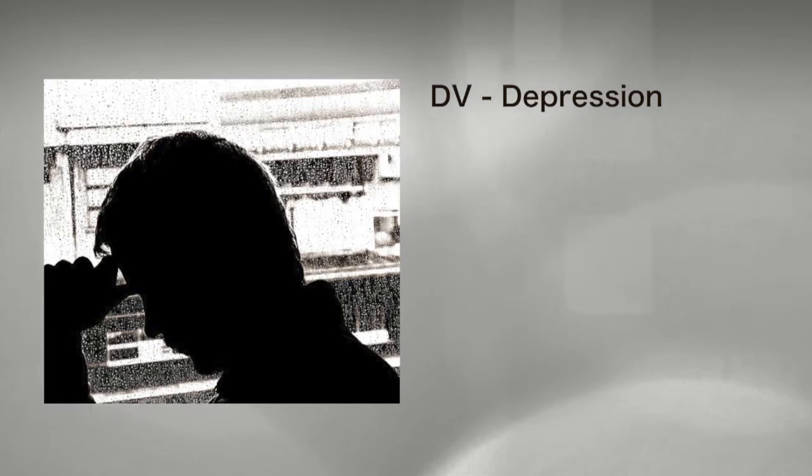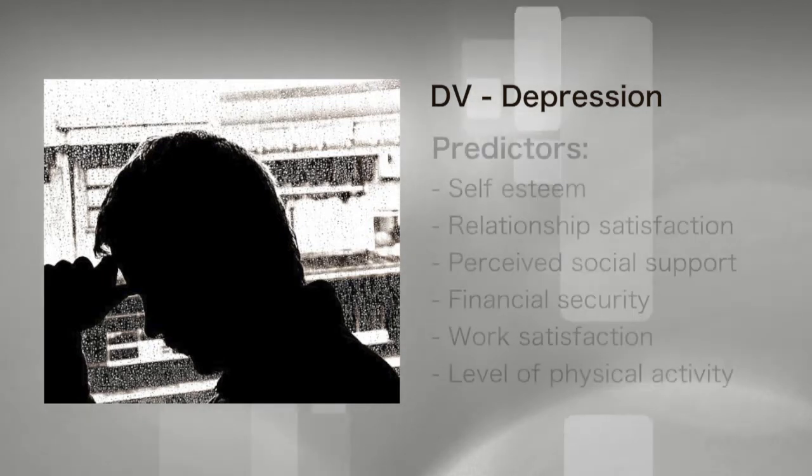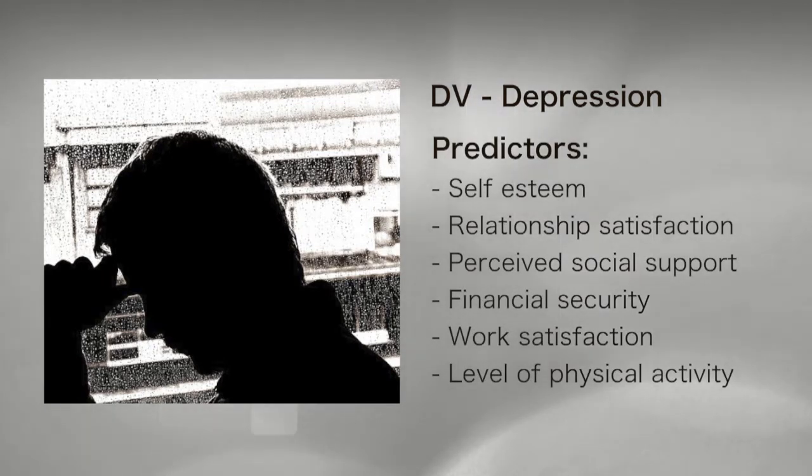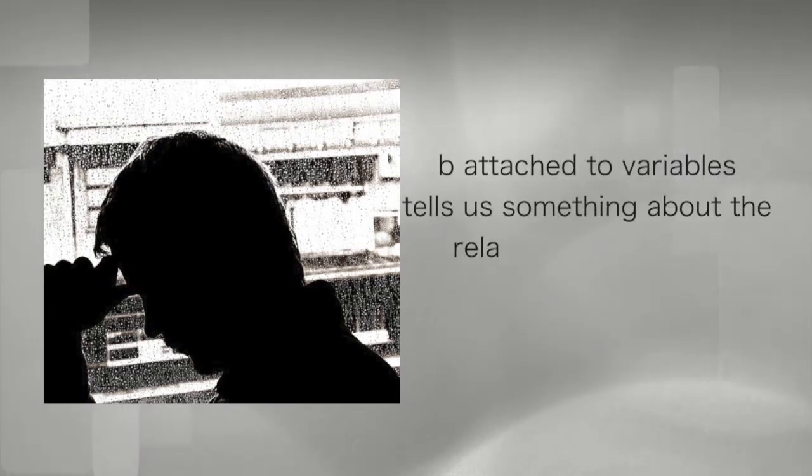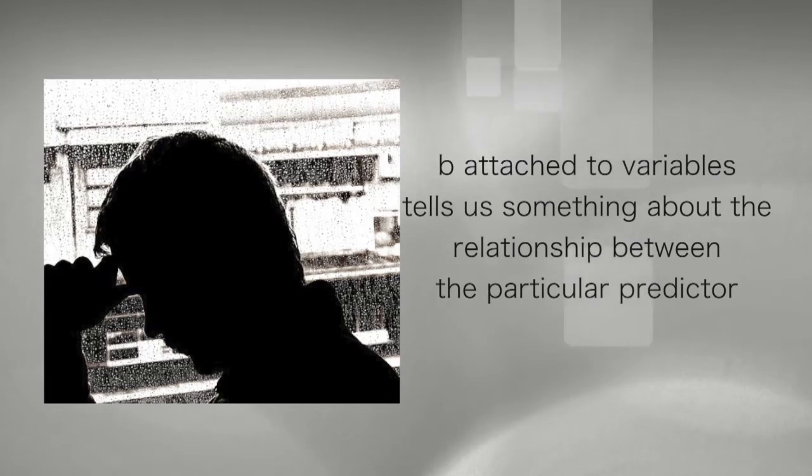Then you may have predictors such as self-esteem, relationship satisfaction, perceived social support, financial security, work satisfaction, or even the level of physical activity, and so forth. So that may all be related to the incidence of depression. So the coefficient B tells us something about the relationship between that particular predictor and the thing that you're trying to predict.